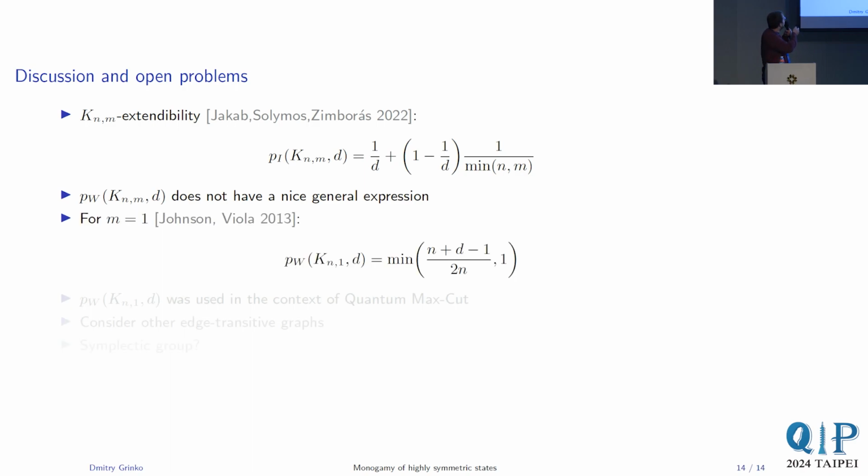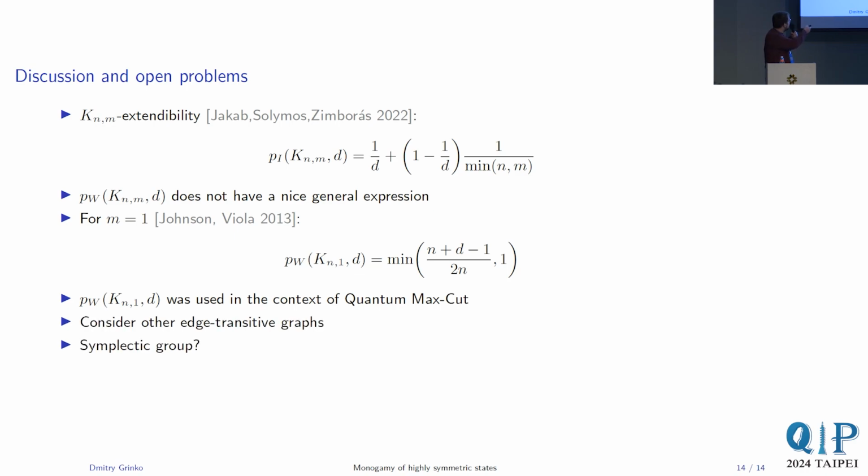But for star graphs, it's known, and it has a rather simple formula. And I should say that this specific formula was recently used in a lot of papers on quantum maxcut. And we feel that our results may help in finding and studying other approximation algorithms in that context. It would be interesting to consider some other H-transitive graphs as well as some other groups, right? So what about, for example, the symplectic group case?